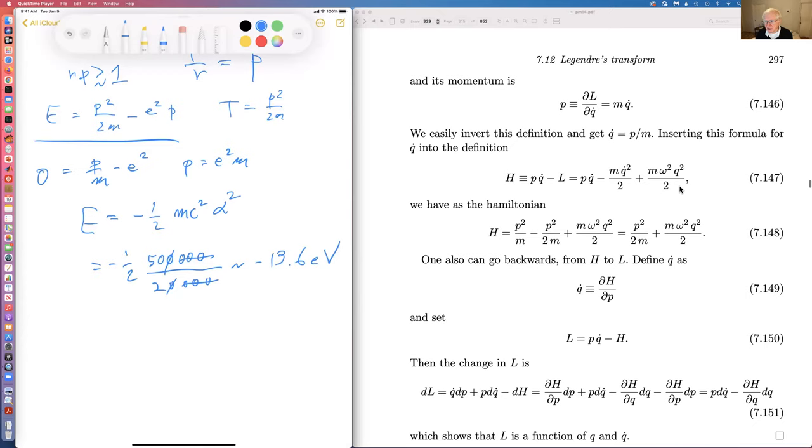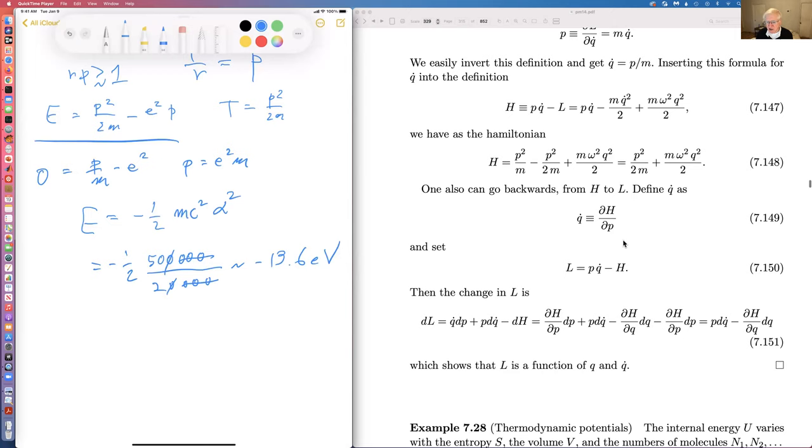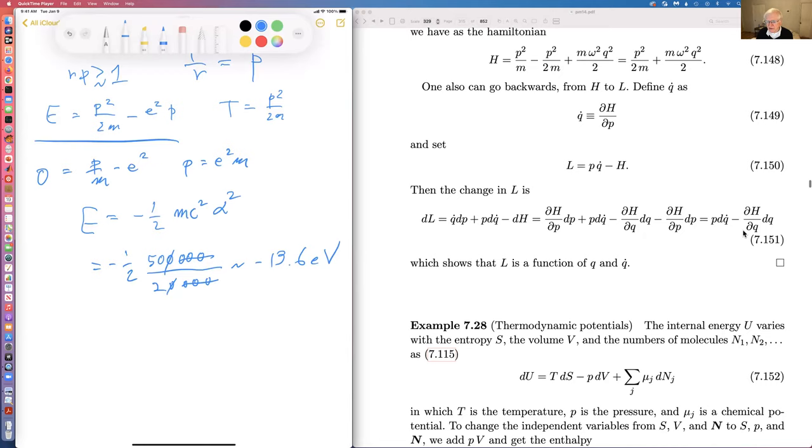And you can also go backwards. You can start with the Hamiltonian and get L. And so then you define Q dot as partial H partial P, set L equal to PQ dot minus H, and then you get this expression here.